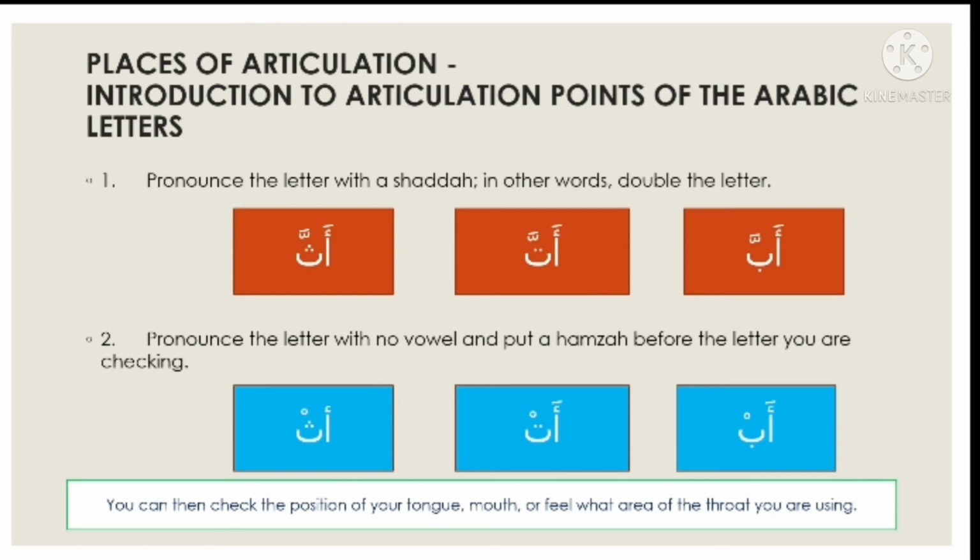You can then check the position of your tongue, mouth, or feel what area of the throat you are using in order to pronounce these letters. So while you're doing these steps, you can check the position of your tongue, mouth, or feel what area of the throat you are using. This way you will know exactly which area that letter is coming from. So this is the way you can check the articulation point of each letter.